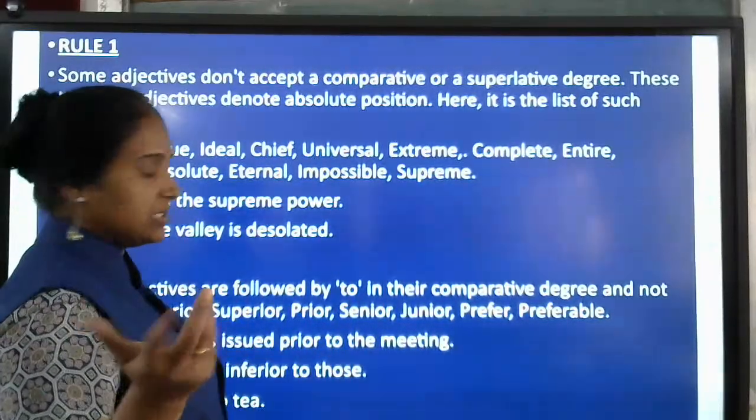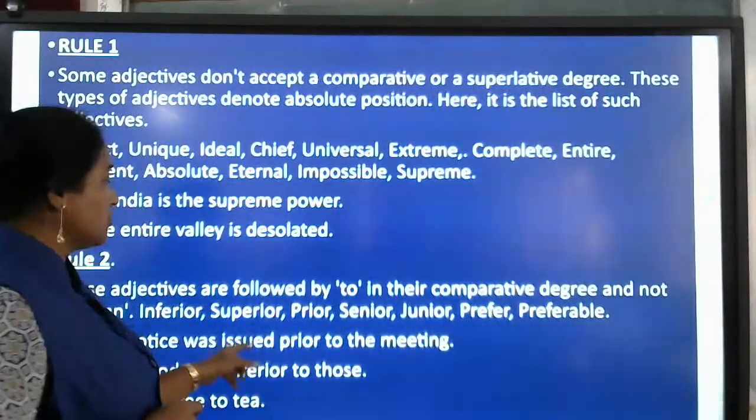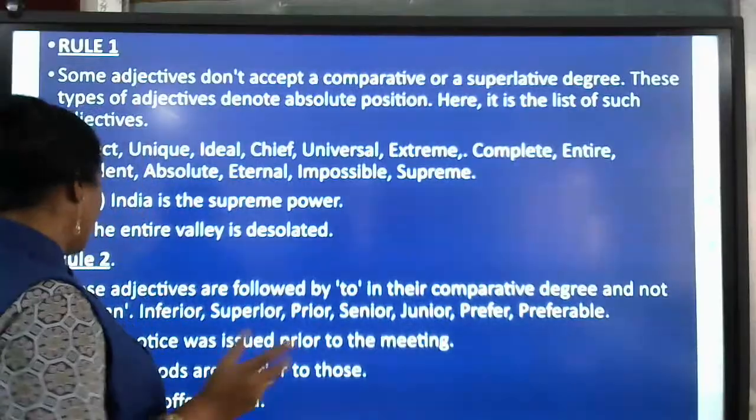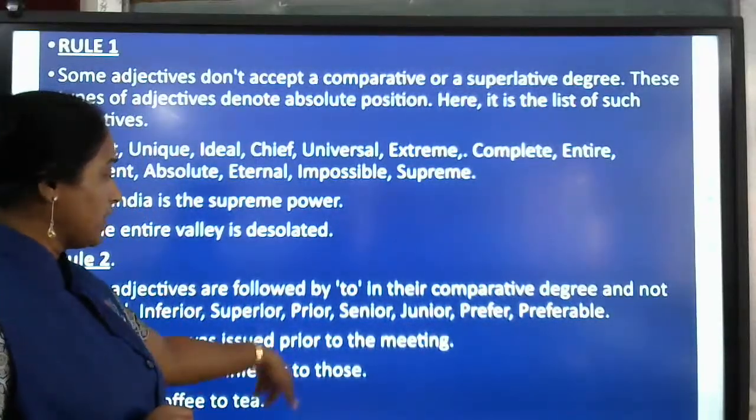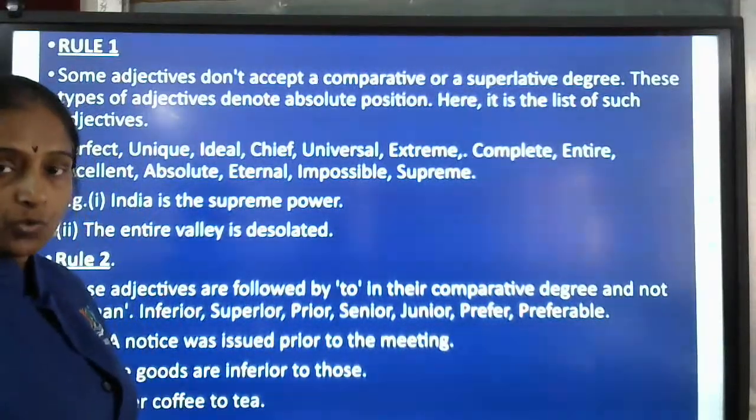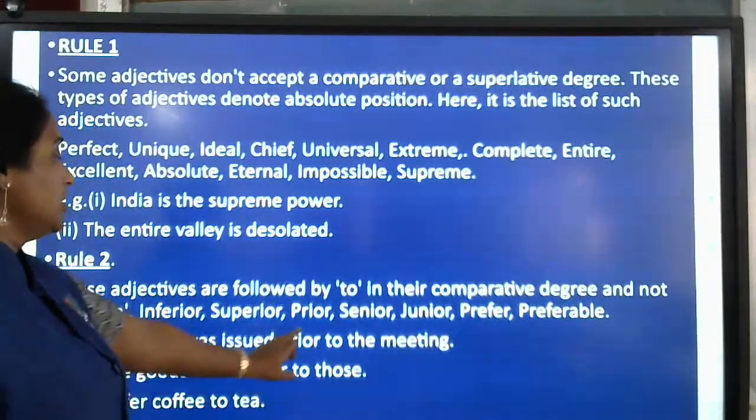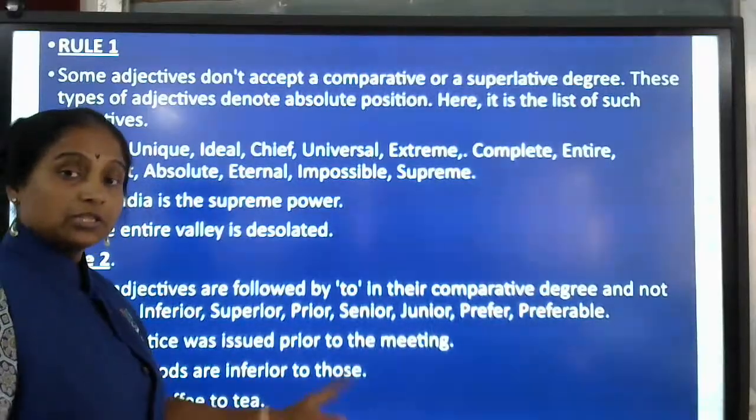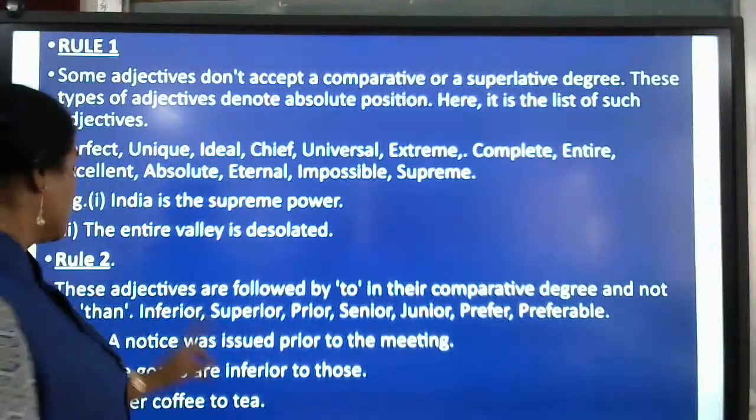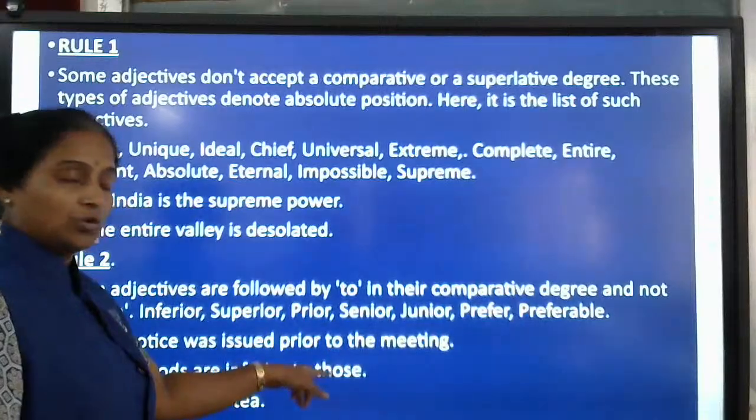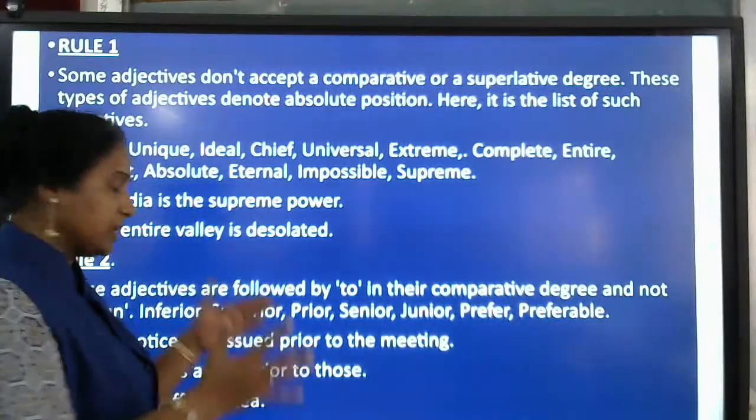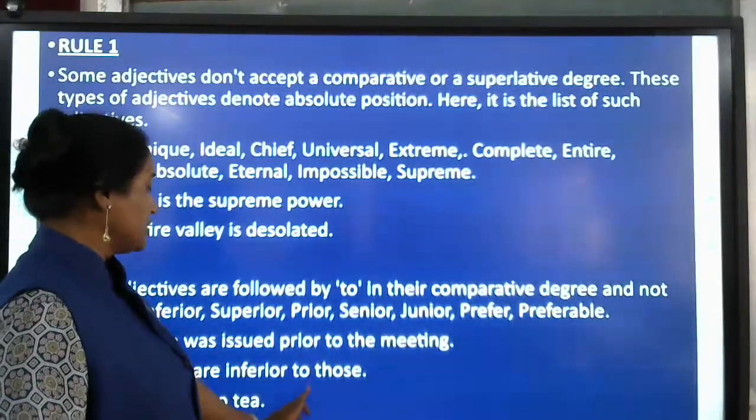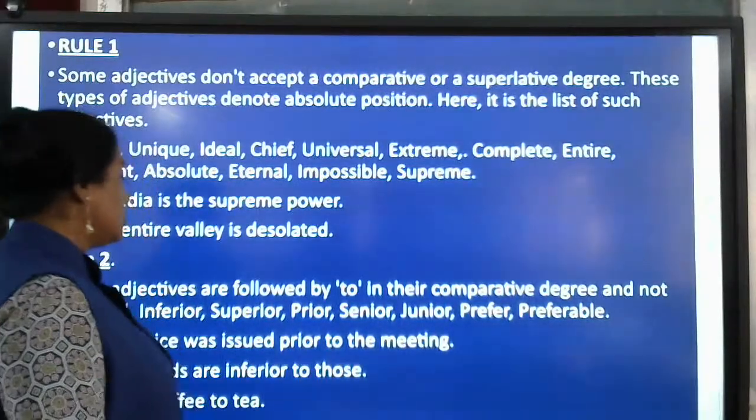Which are such adjectives? Inferior, superior, prior, senior, junior, prefer, or preferable. For example, a notice was issued prior to the meeting. Or, these goods are inferior to those. Not than those. So comparison is made between these goods and the others, and instead of than, we have used to.